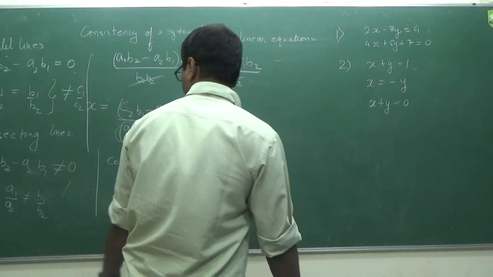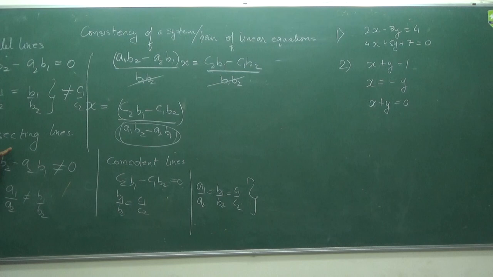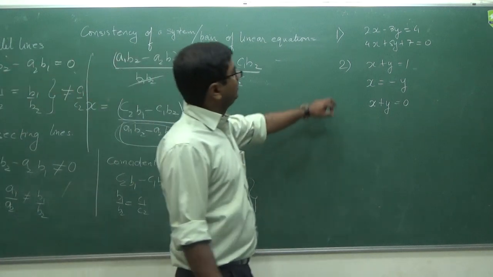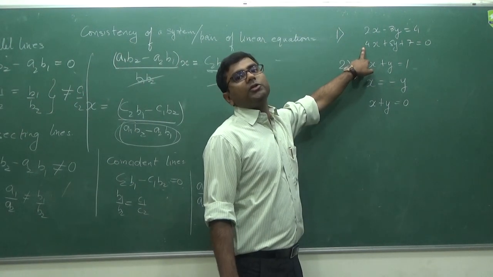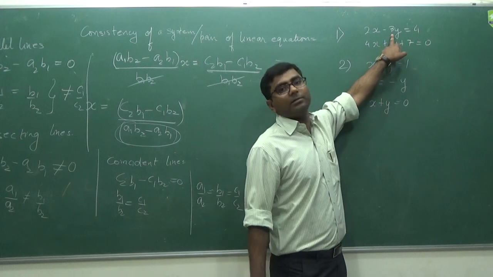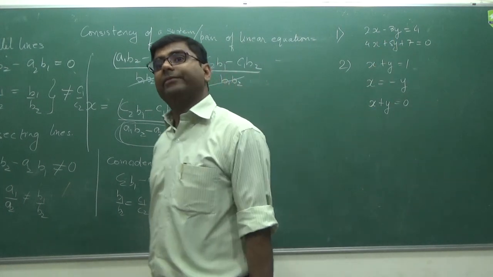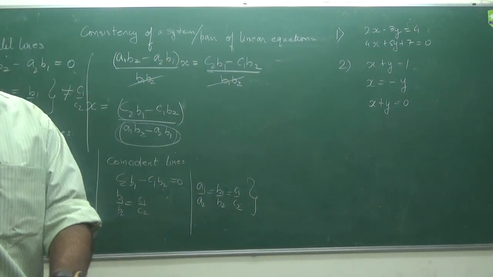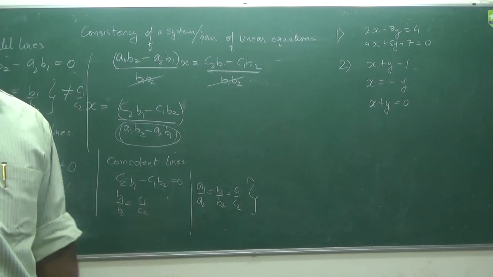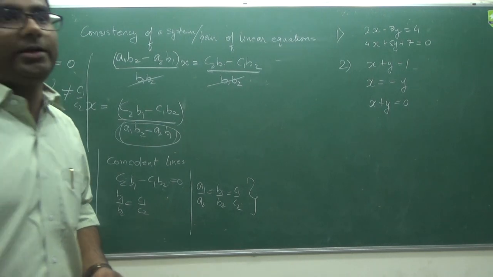See, why did I say? For intersecting lines, consistency, what do you need to have? A1 by A2 should not be equal to B1 by B2. Check. What is A1? 2. What is A2? 4. So 2 by 4 is half. What is B1? Minus 3. What is B2? 5. So is 1 by 2 equal to minus 3 by 5? Okay. Got it. Next.